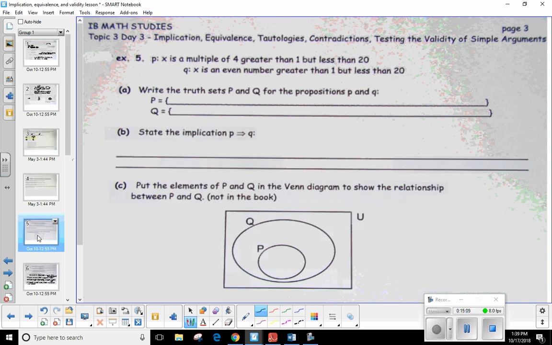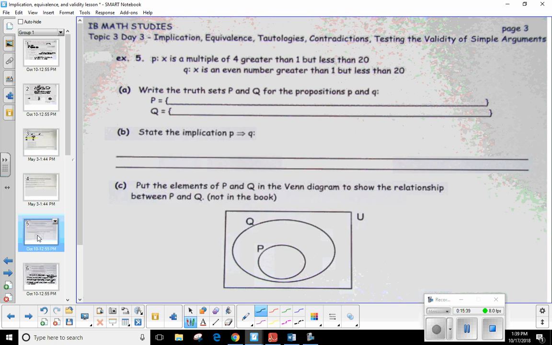Okay, moving on. Implication, equivalence, tautologies, contradictions, continue. So example 5. Our first proposition P, the antecedent: x is a multiple of 4 greater than 1 but less than 20. Q, the consequent: x is an even number greater than 1 but less than 20. Okay, so write the truth sets. And Emily was asking about this the other day. What are we referring to when we say truth sets? Yeah, like the set with the actual elements, right?